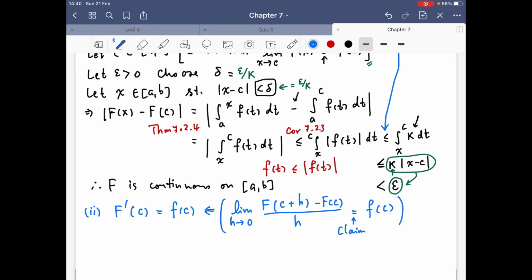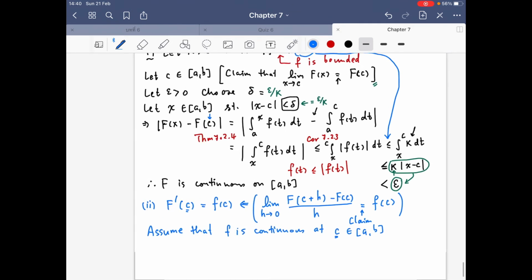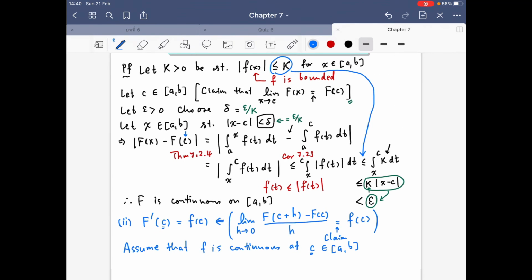All right, so to prove the second assertion, you need to assume that f is also continuous at one point c inside this closed interval. So this c and this c are the same, but maybe not the same as the earlier one, because the two assertions we have already separated.